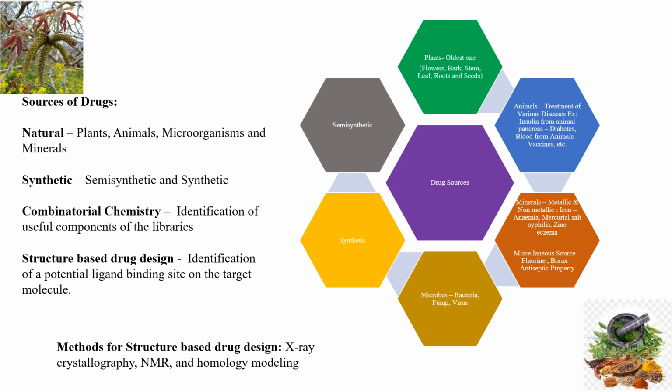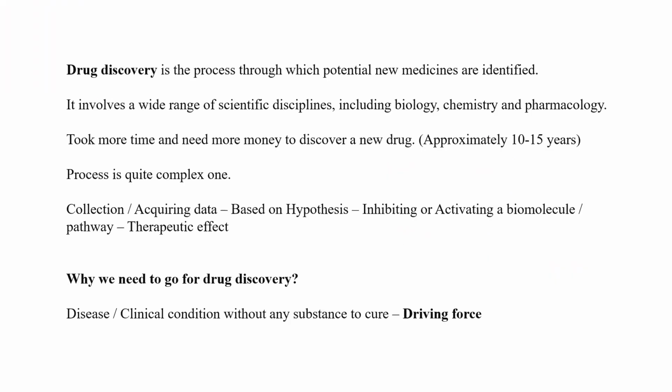And the other approach is structure based drug design. Here, how the drug will bind to the ligand, we can consider as structure based drug design. There are three different methods of structure based drug design. One is X-ray crystallography, the second one is NMR spectroscopy, and the other one is homology modeling. So these are the three different methods by which we can predict the drug based on the structure.